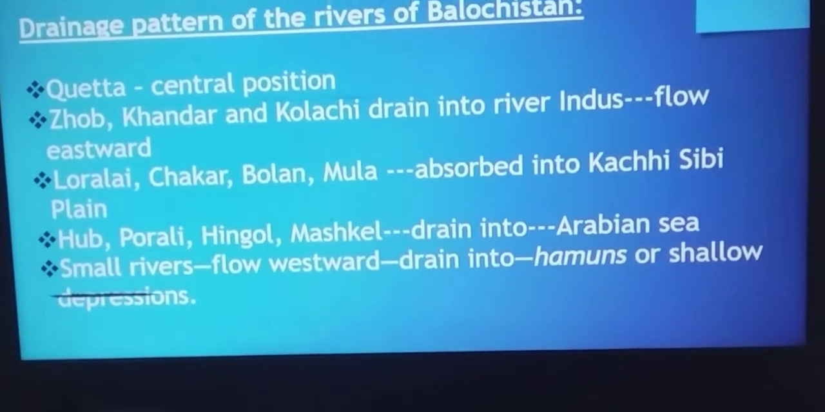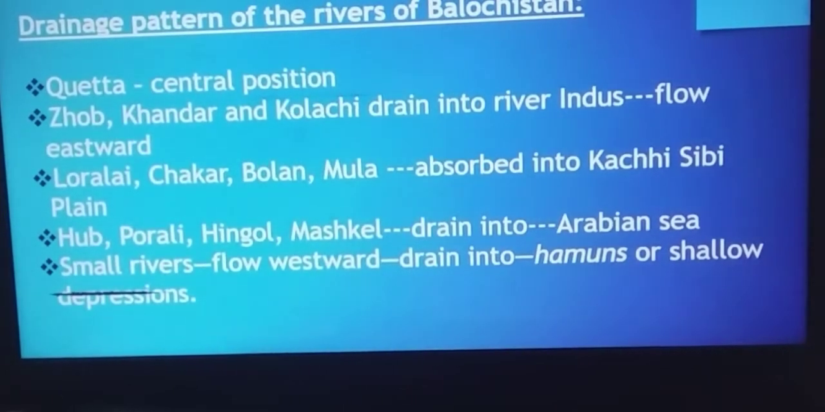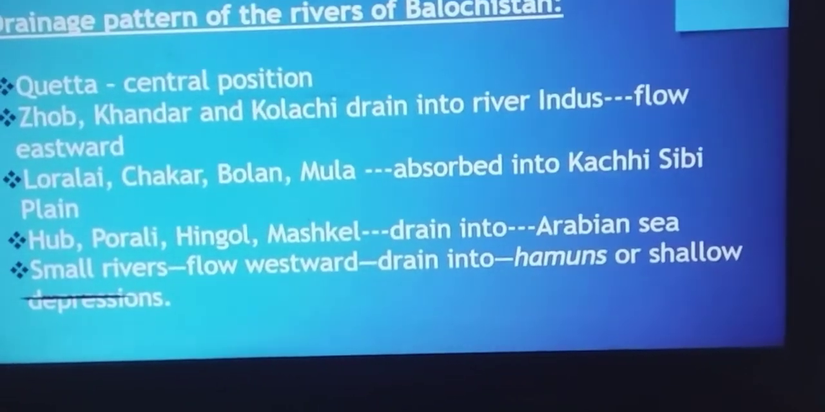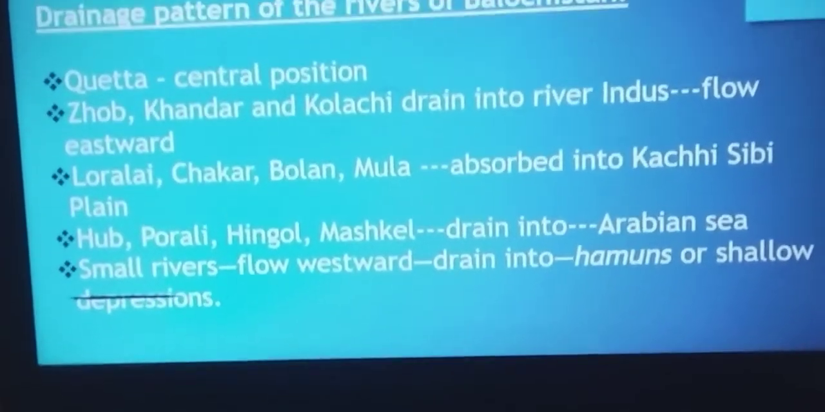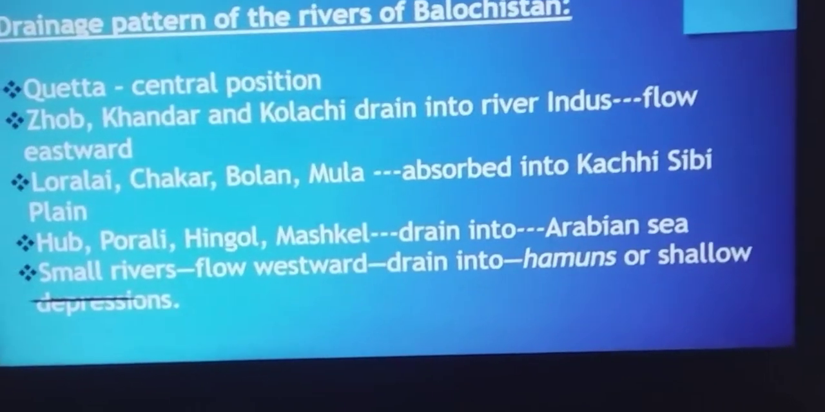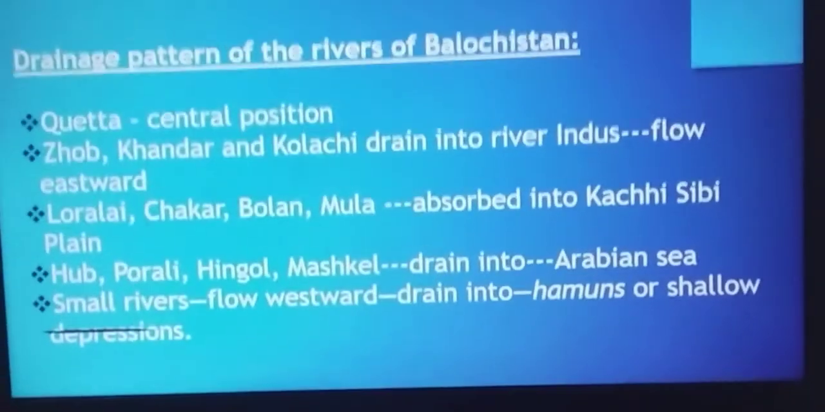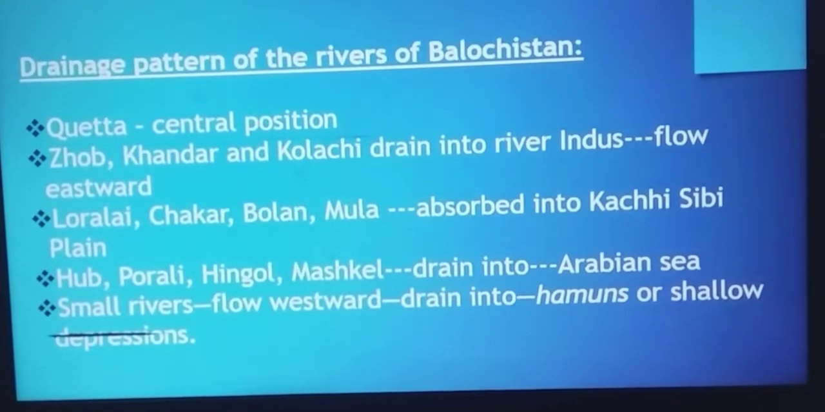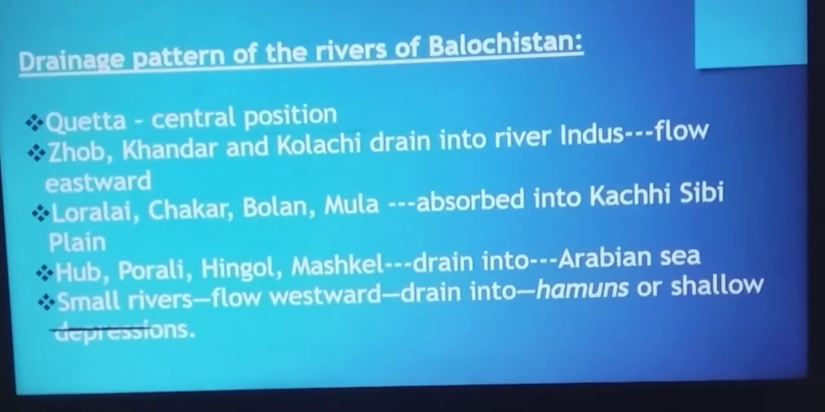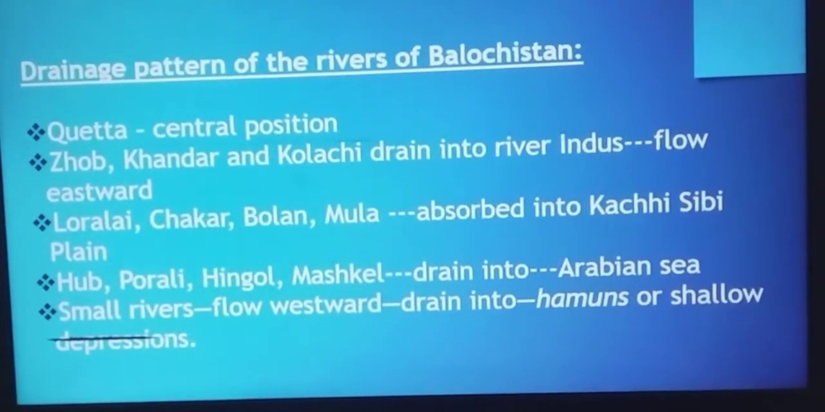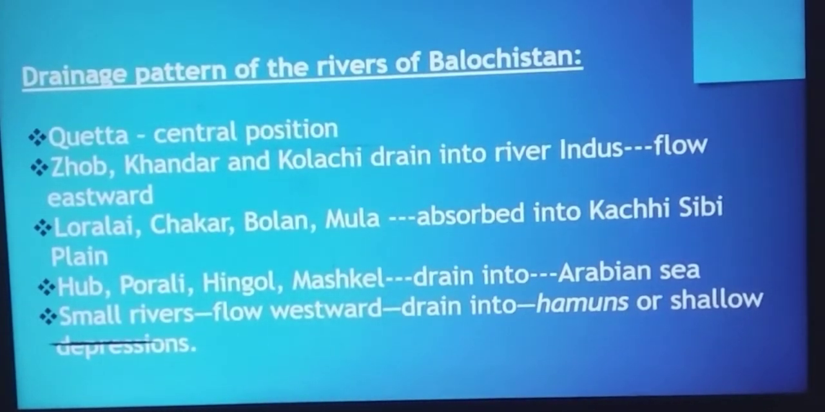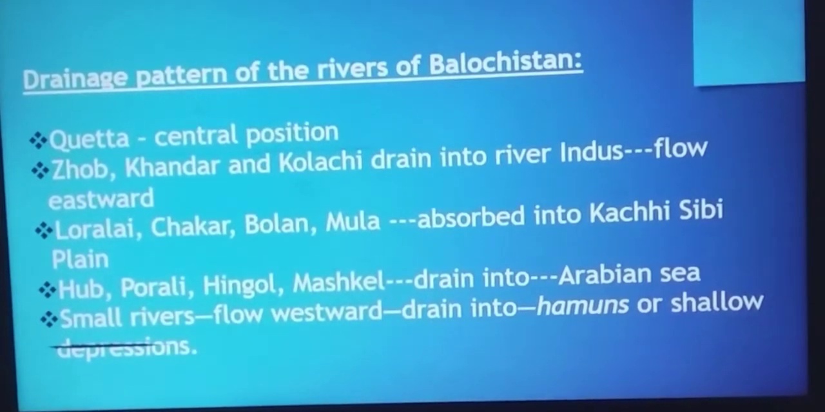Now let's talk about the drainage pattern of the rivers of Balochistan. Drainage pattern actually means the arrangement of the streams and the relationship between the streams of the rivers of that area. In very simple language, it would mean how the river systems flow in a particular area, and that is basically influenced by the geology of that area, meaning how is the slope, what is the texture of the land, etc. So here we see that Quetta is at the central position.